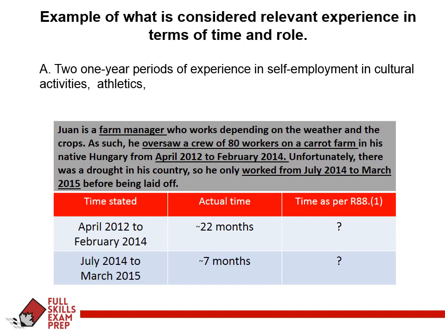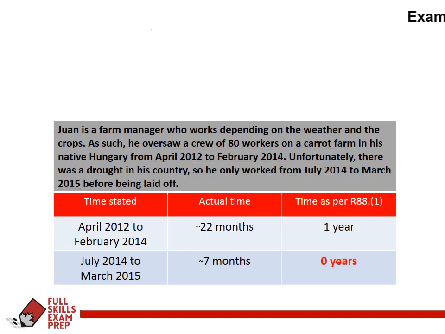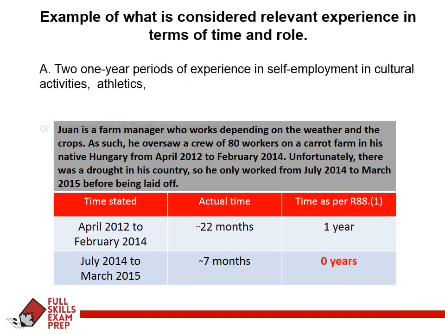What we're going to do, of course, is take a look at this as per Regulation 88, because that's what plays a large role in your exam. And with this, we can see that the 22 months equals a year in there, and the 7 months equals 0 years. So you can see that he would not meet those experience requirements, even though he worked 29 months in total. Remember that it is 2 one-year periods.